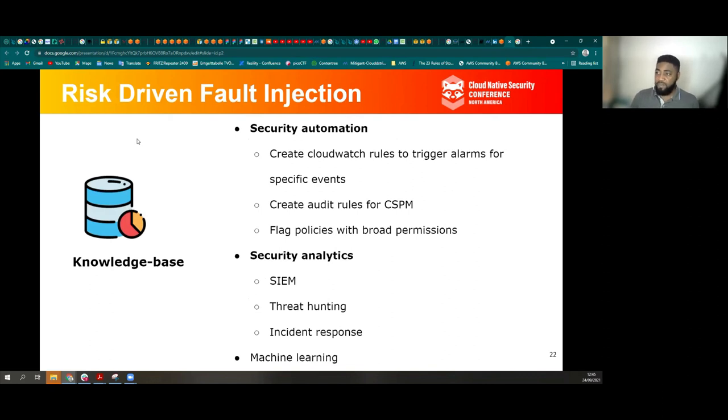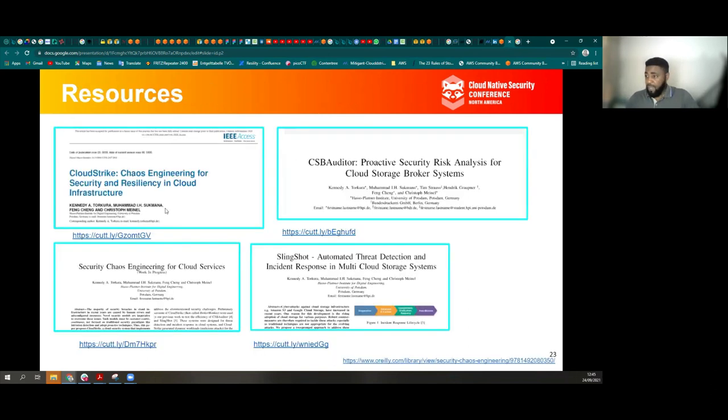All right, and the last part of risk-driven fault injection is the knowledge piece. I just talked about the knowledge, and as much as possible, this knowledge has to be kept in a knowledge base so that it can be reused. There are a lot of ways you can use this knowledge, either by sharing it with the threat hunting team or the incident response teams, or you could also use it as part of the data for your machine learning models.